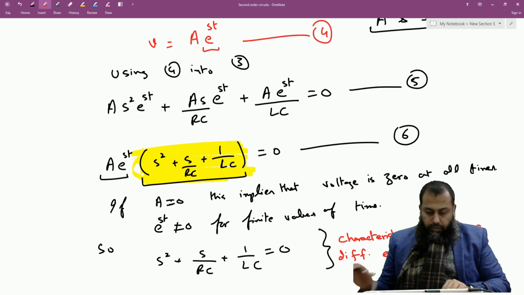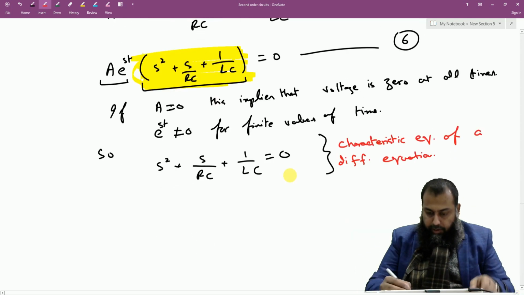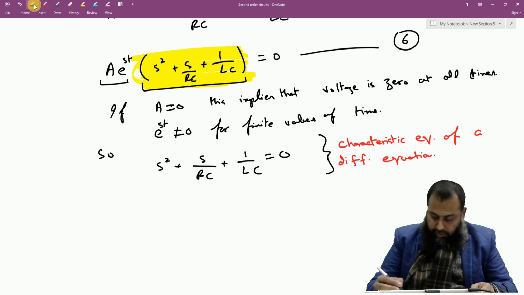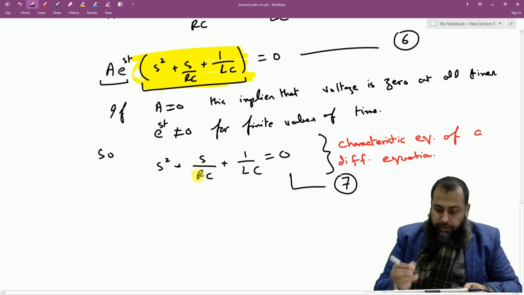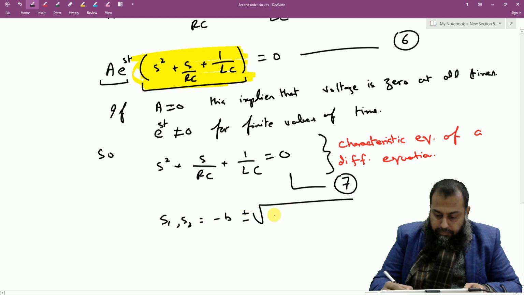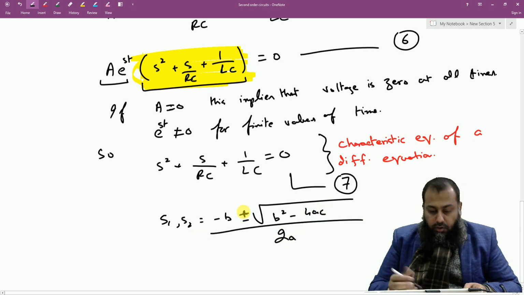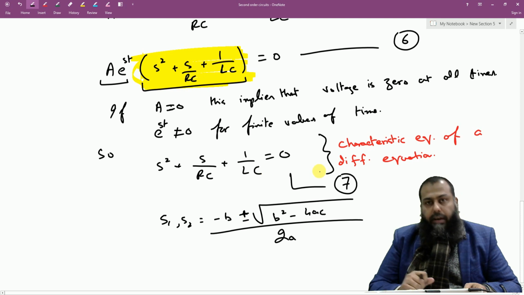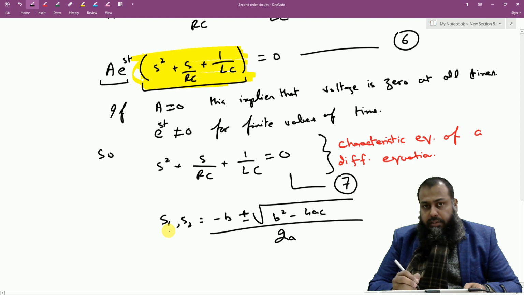So we need to now solve this particular equation, and let me call this equation number 7. If we solve this equation, then there are two possibilities, s1 or s2, and that is equal to minus b plus minus under root b square minus 4ac divided by 2a. This means that the roots in this equation number 7 shall have two different values, one which is s1 and the second one which is s2.